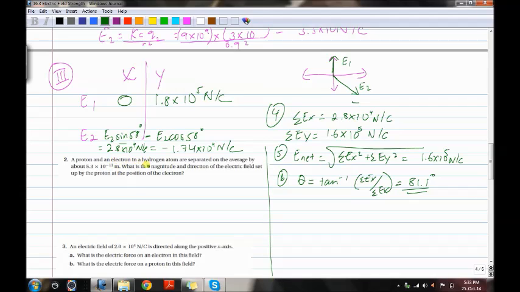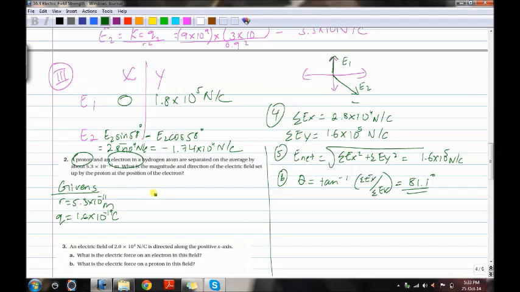A proton and an electron in a hydrogen atom are separated on the average by about 5.3 times 10 to the power of negative 11 meters. What is the magnitude and direction of the electric field set up by the proton at the position of the electron? So let's take out the givens. Here we have the radius is 5.3 times 10 to the power of negative 11 meters. Here they're saying the electron and proton, so we will use the Q equals 1.6 times 10 to the power of negative 19 that we have used in the lessons before.